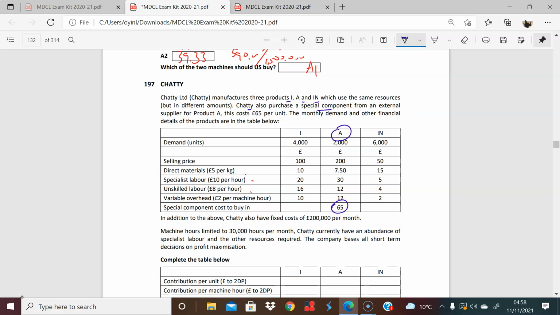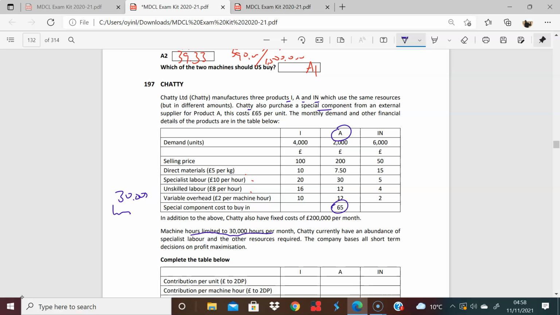So you are restricted, unfortunately, by machine hours. Again, there are only 30,000 hours. So I think the best thing is to find out how many machine hours I need to make each unit. You can see here, looking all down, labor, labor, labor, and it tells you variable overheads here, £2 per machine hour.